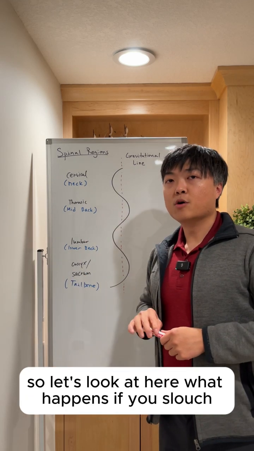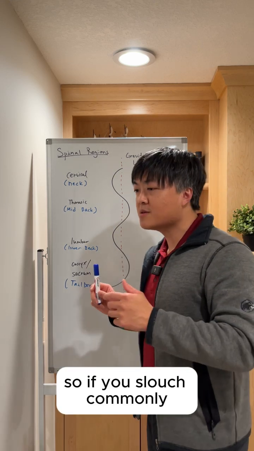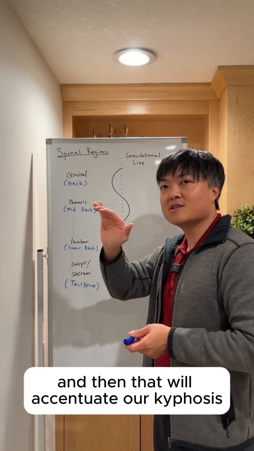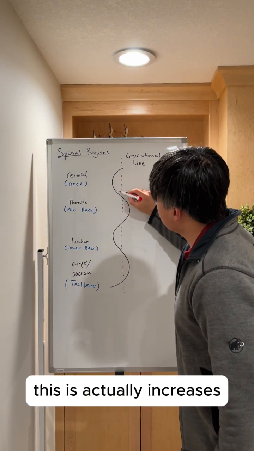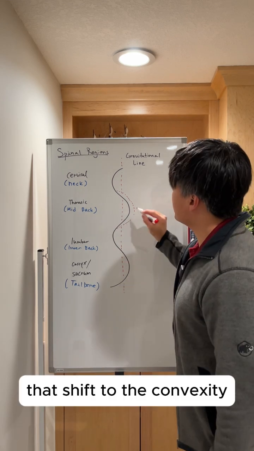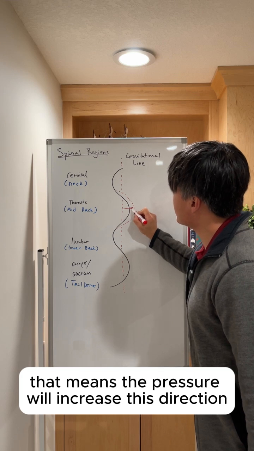So let's look at here. What happens if you slouch? If you slouch, commonly what it looks like is the shoulders roll forward, and that will accentuate our kyphosis. Take a look at here. If we have rounded shoulders, this actually increases the shift to the convexity. That means the pressure will increase in this direction.